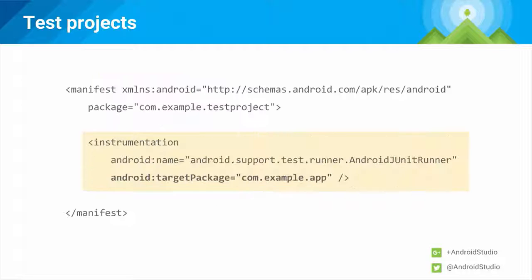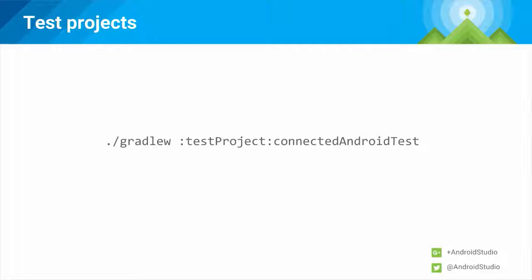That's something to remember. And currently, you still have to put an instrumentation tag in your test project manifest to specify the package of the application you want to test. Although we hope to get rid of this step soon. Okay, and once all of this setup is done, you can run the usual connected Android test task on your test project.